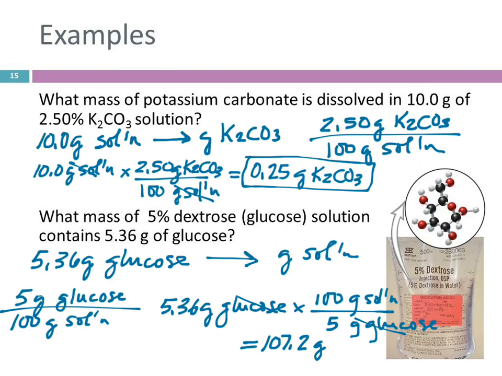If we're going to be careful with our significant figures, what would we round that to? One significant figure. 100. So 100 grams of solution. Or you could write 1 times 10 to the 2 grams of solution. Any questions?